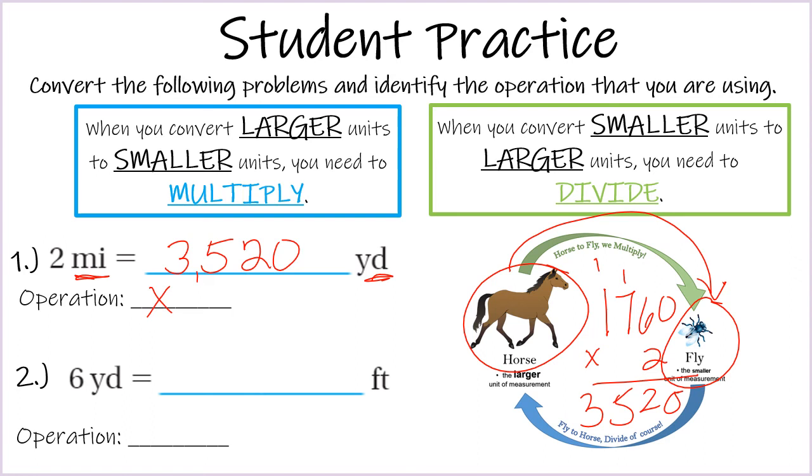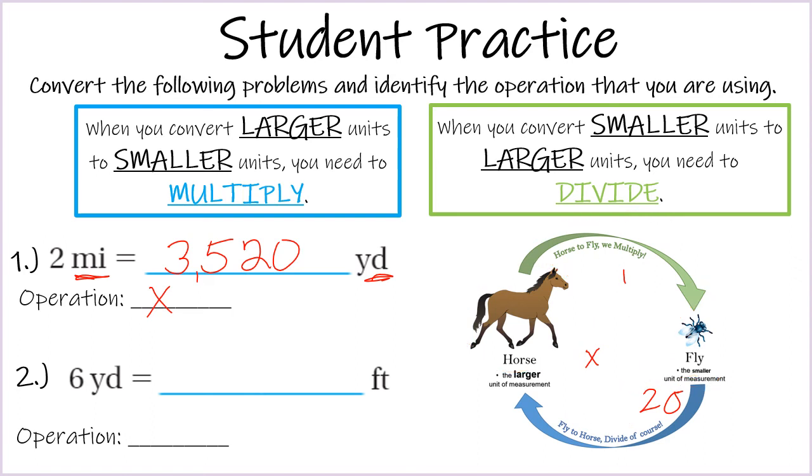All right, I'm going to erase that so we can try the next one. Okay. Now we're going from yards to feet. 6 yards is how many feet? Well, let's think. Which is going to be our horse and which is going to be our fly? Well, yards is bigger than feet. So yards is our horse. Feet is our fly. So again, we're going to go horse to fly.